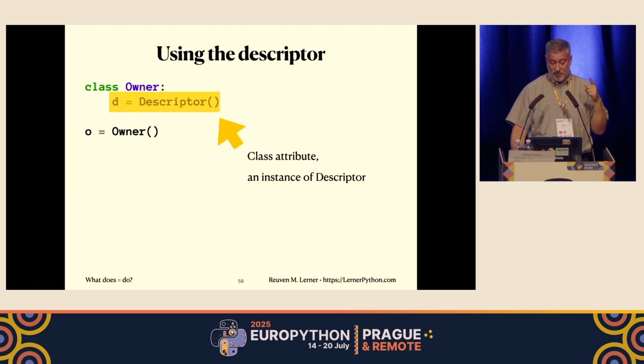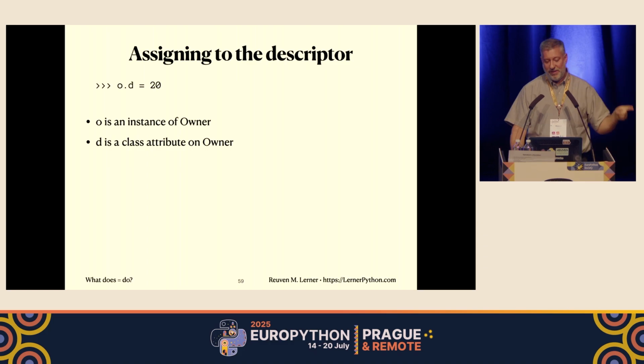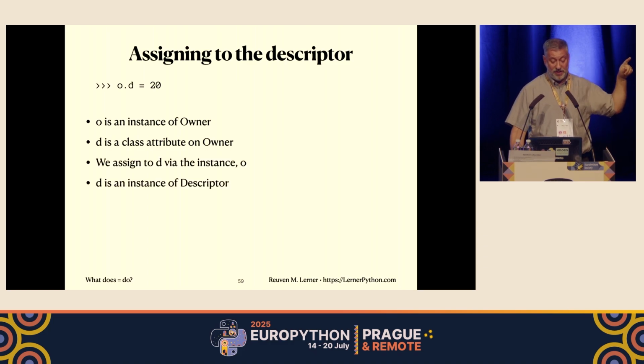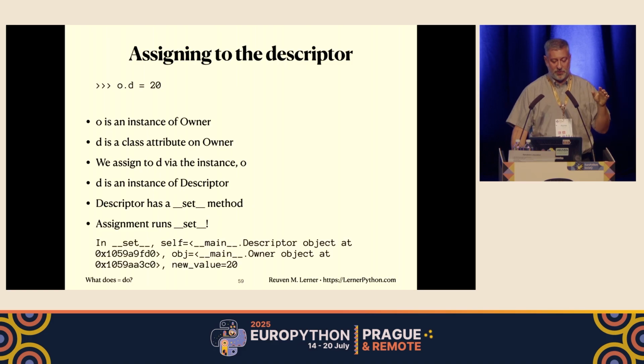So this is a class attribute instead of descriptor. And now I say o.d equals 20. What's going to happen? Well, o is an instance of owner. D is a class attribute on owner. We assign to d via the instance o. D is an instance of descriptor. The descriptor has a dunder set method. That method is invoked. And sure enough, when I say o.d equals 20, it does the printout.